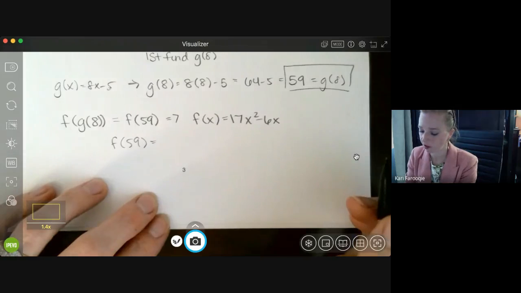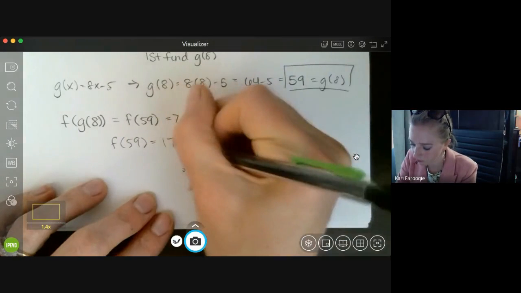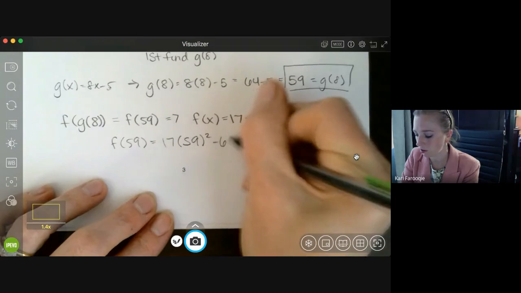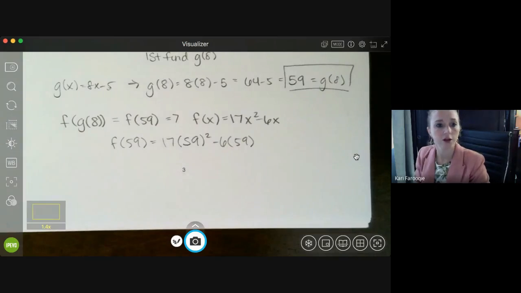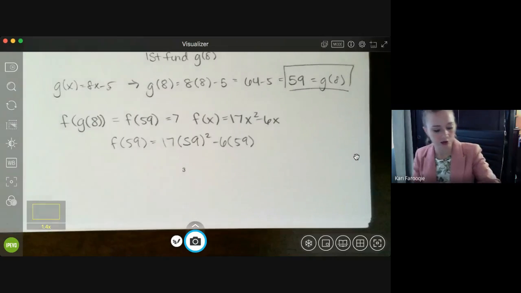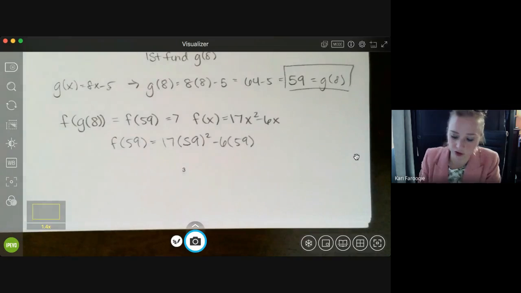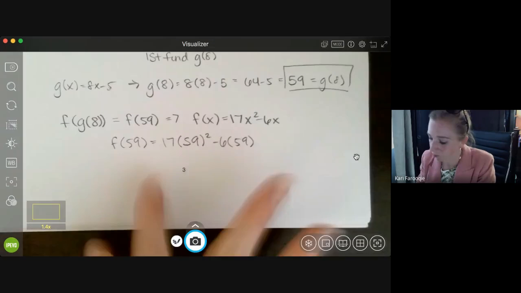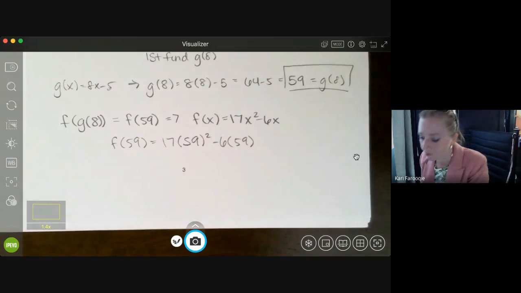So everywhere I see x in both terms, I'm going to sub it out with 59. So I have 17 times 59 squared minus 6 times 59. Now, if you enter this properly in your graphing calculator, in your TI, it should do all the order of operations for you. If you do this piece by piece, just make sure you're correctly applying the order of operations.